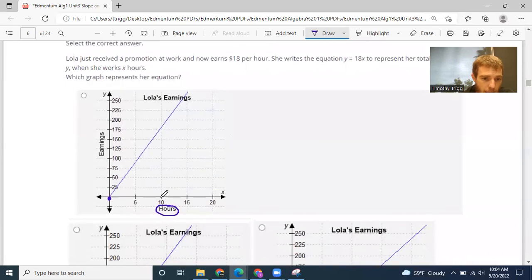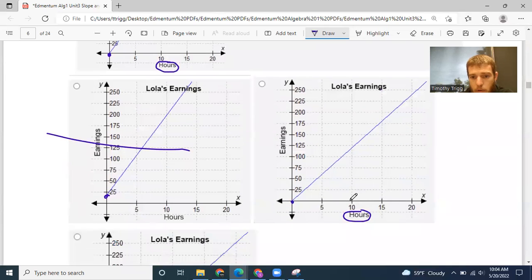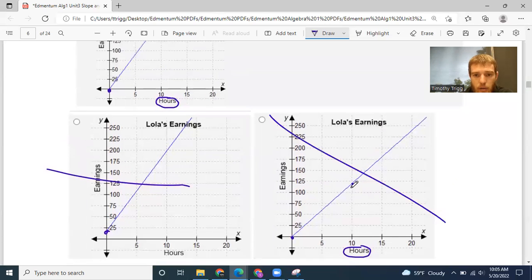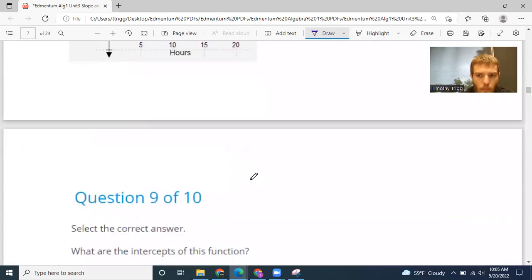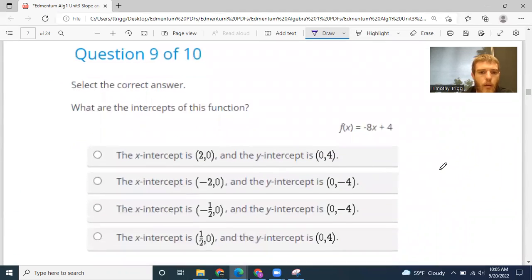Let's see, (10, 180). I would say that looks pretty good, right? Above 175. So this looks like the correct answer, but let me just check the other one here. 10 hours here. Here it's showing less than 125, right? Maybe 120. So this is not correct either. Okay, so it must be this one here. Hopefully that sort of made sense.